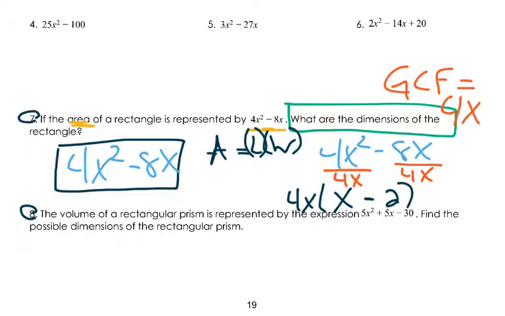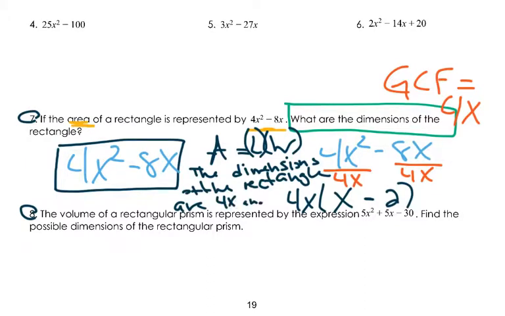So I could say the dimensions of the rectangle are 4x and x plus 2. Okay, that's quite sloppy. I'll make a note in the video.